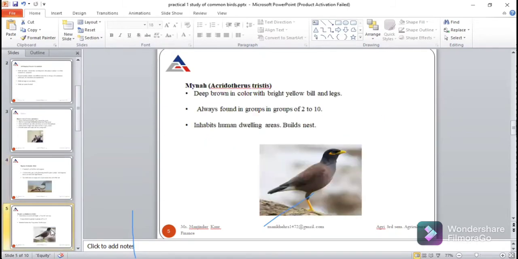Next bird is the myna. The scientific name of the myna is Acridotheres tristis. There are two words in a scientific name. First is the genus and second is the species. So Acridotheres is the genus and tristis is the species. The color of the myna is deep brown and it has bright yellow legs, and it is always found in groups which consist of 2 to 10 mynas. Then it inhabits human dwelling areas, and they also build nests.